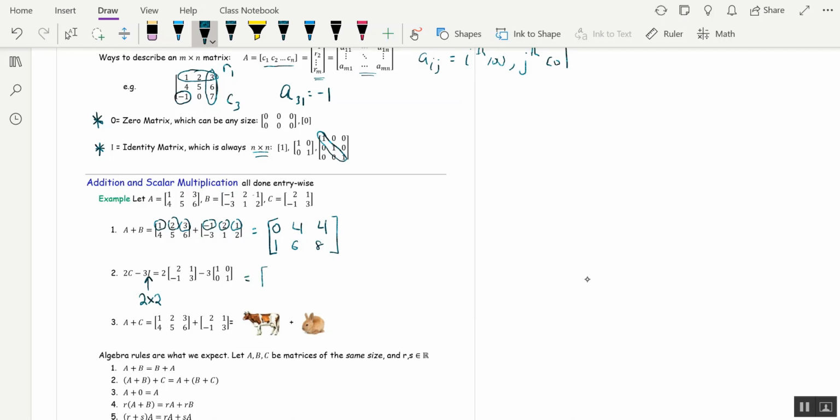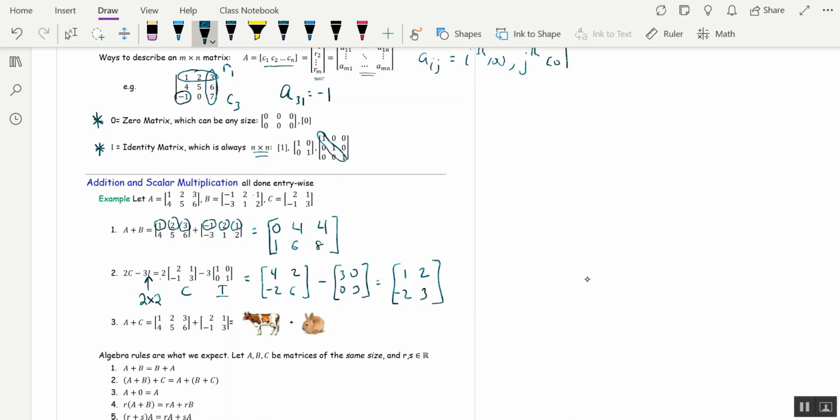All right, and when you do scalar multiplication, for instance, 2 times C, this is C and this is I, you multiply every entry of C by 2. So that gives me 4, 2, negative 2, 6. And then I'll subtract, I multiply each entry of I by 3, so 3, 0, 0, 3. And that gives me 1, 2, negative 2, 3.